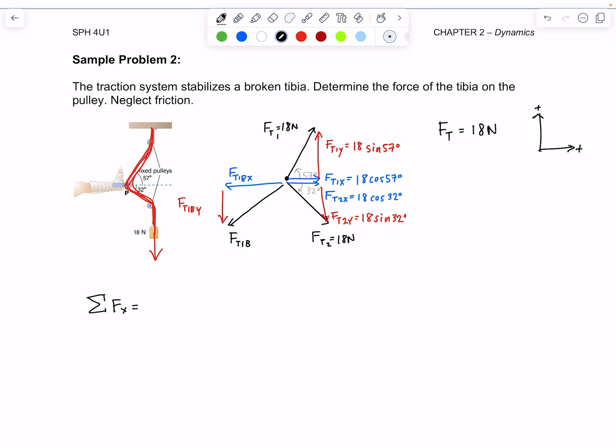in the x direction. Since it's in equilibrium, the sum of the forces is 0, and we're going to add up all of the forces in the x and y direction using plus or minus to indicate direction. We have 3 forces. So using our 2-star method, as we used before, zero equals plus tension 1x plus tension 2x minus force of tibia x.